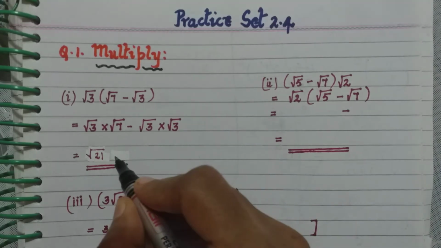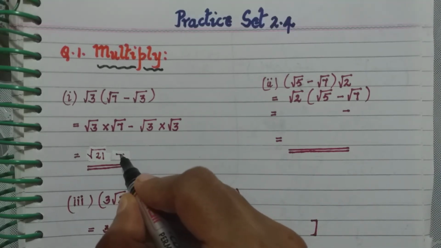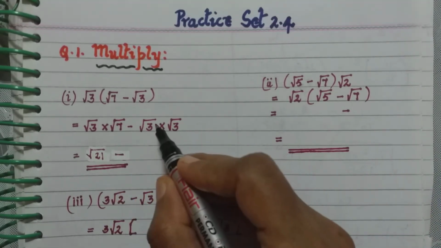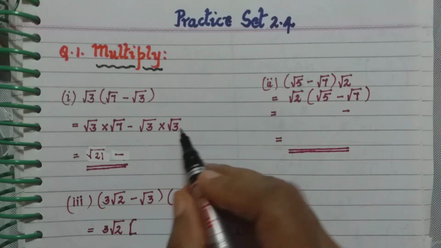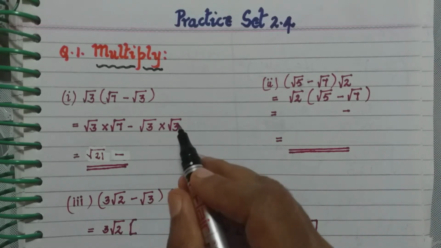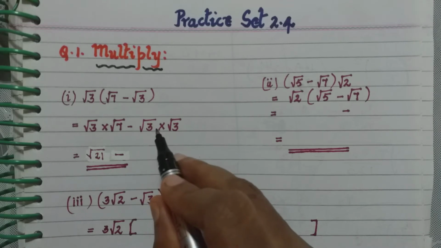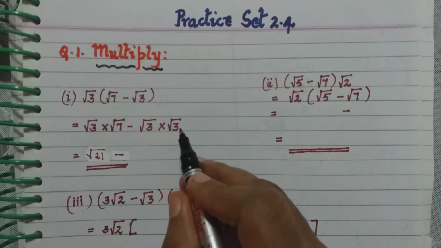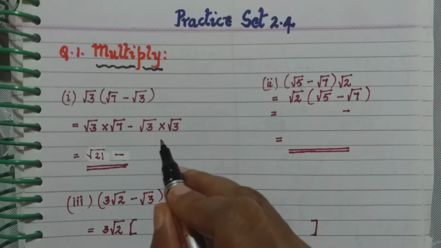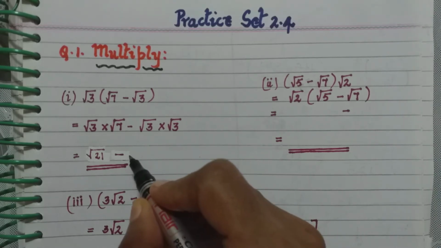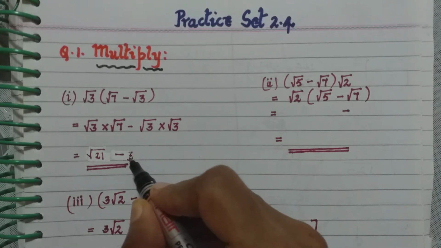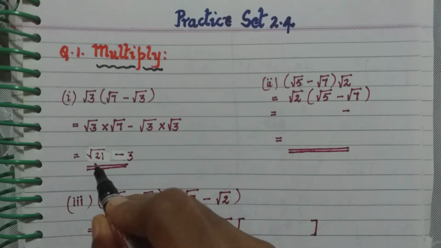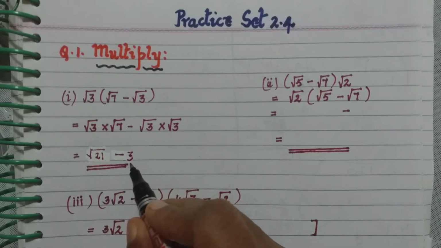Then I have the minus sign, so I write minus sign. Then root 3 into root 3. Root 3 into root 3 is 3. You know the number with the root sign multiplied with the same number with the root sign is the number itself. So this becomes 3. So the answer is root 21 minus 3.